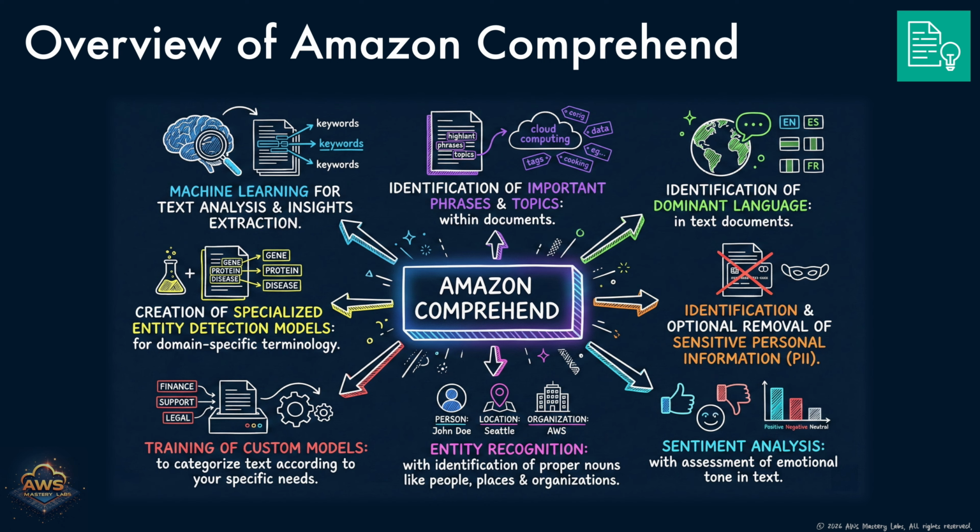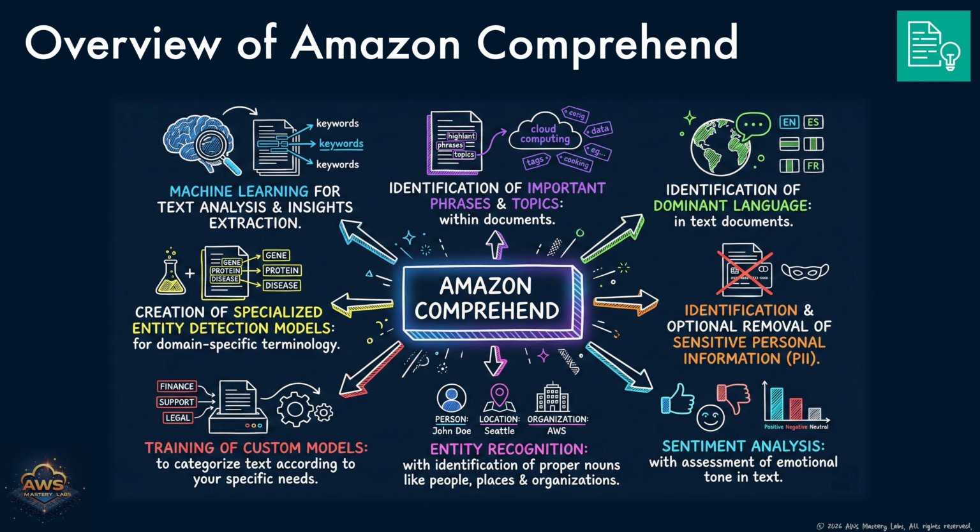Beyond the built-in capabilities, Comprehend also supports custom classification. You can train your own machine learning models to categorize documents based on criteria specific to your business. For example, classifying support tickets by urgency or routing legal documents by type. And for even more domain-specific use cases, you can use custom entity recognition. This allows you to teach Comprehend how to find industry-specific terms, jargon, or categories that wouldn't appear in a general-purpose model.